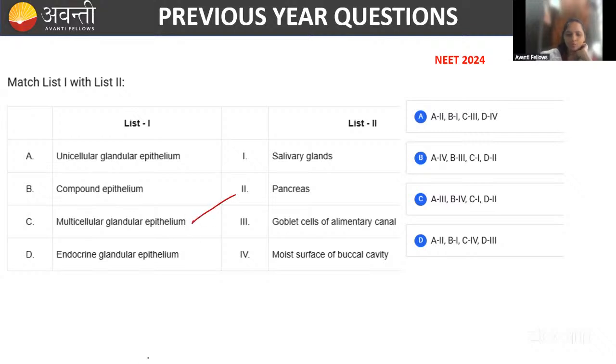For the C, it is 2. Then coming to the unicellular glandular epithelium, that is the 3, right? Then match now. A is having the 3, only in the C option. Then we'll verify again. Multicellular glandular should have the 2, pancreas. Then C should have the 2. One minute, I went wrong. One minute.